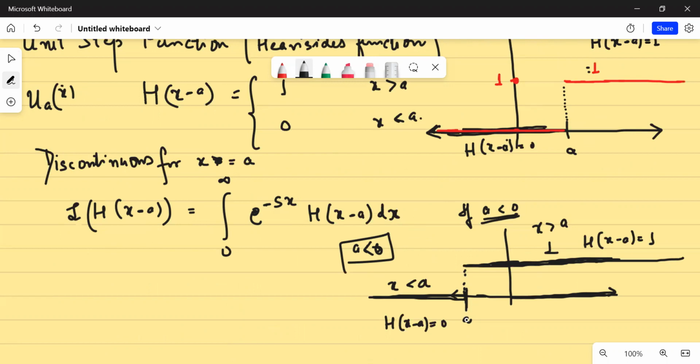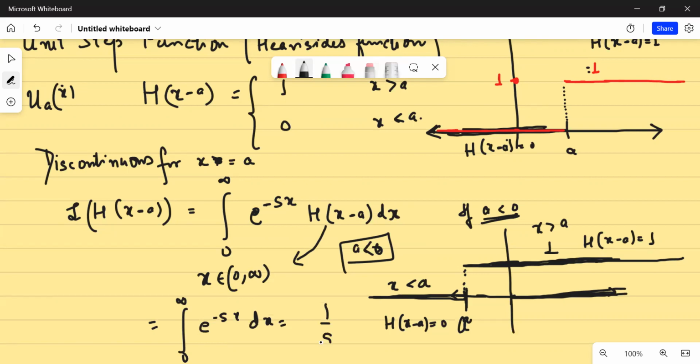See, if a is less than 0, here is your a on the negative x-axis. And for all x greater than a, your function would be 1. And for all x less than a, your function would be 0. Yes or no? And here, your x is varying from 0 to infinity. Now you see that if your x varies from 0 to infinity, your Heaviside function would be 1 only. So what would be the answer to this? From 0 to infinity, this would be e to the power minus sx dx, and this would be simply 1 upon s, because this is simply finding the Laplace transform of 1.